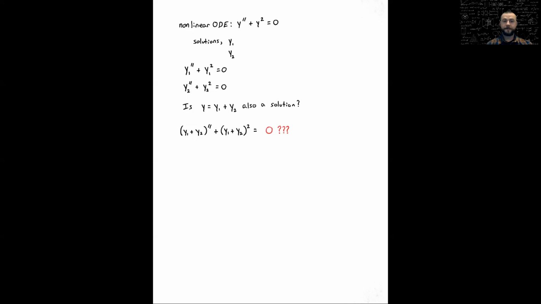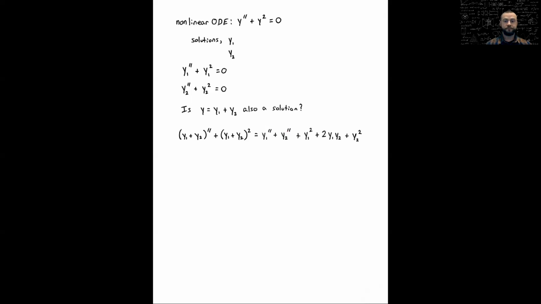All right, welcome back. The y1 plus y2 double prime, we can successfully differentiate each term individually, but be careful with the squared term. We have y1 plus y2 squared. That's not a derivative, but we're just expanding that, or multiplying that out, foiling, if you will.